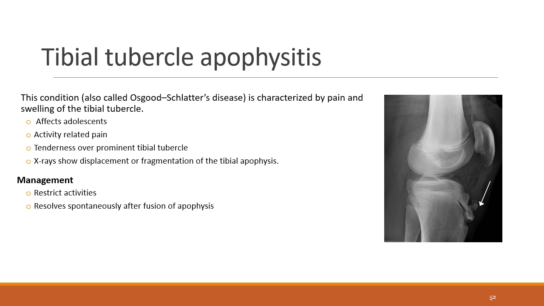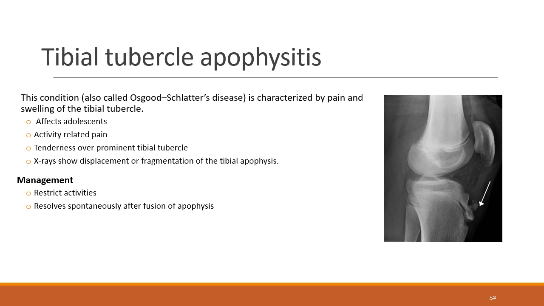The pain is usually anterior and localized over the tibial tubercle. The tibial tubercle could be prominent and tender, and the pain is usually related to activity involving continuous pulling of the patellar tendon. This syndrome is called Osgood-Schlatter syndrome. It can be diagnosed by doing a lateral X-ray of the knee joint, and you can see the fragmentation or the displacement of the tibial tubercle.